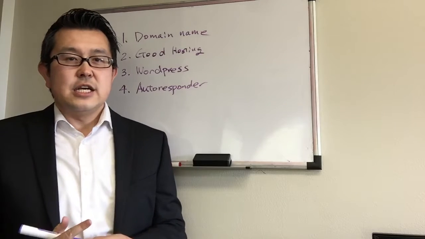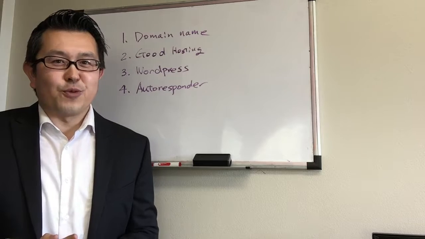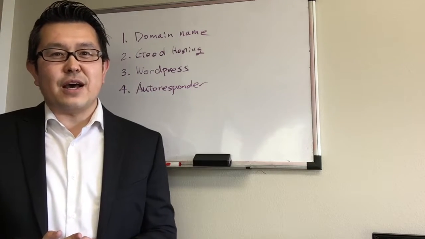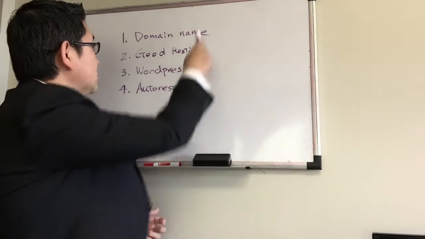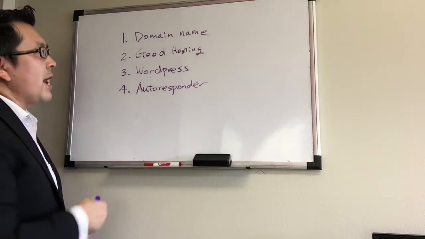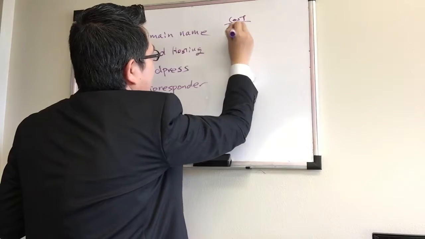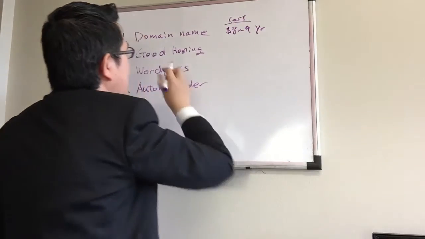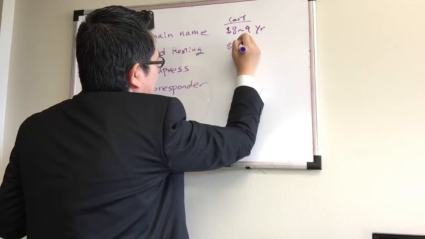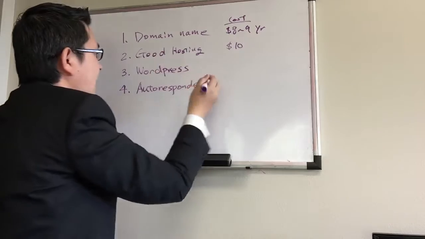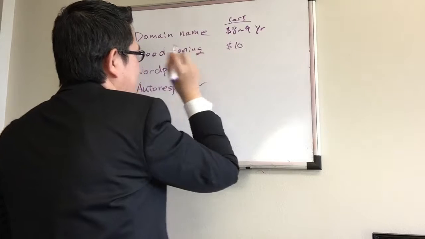The next question: it's a rather lengthy video here, but is it worth it? A lot of people ask, since we've been setting up a blog, how much is it going to cost, and is it worth it? Setting up all those things is pretty cheap. A domain name costs maybe $8 to $9 per year, and good hosting is probably less than $10. WordPress is free. If you get a premium theme, it's a little bit more expensive, but not that expensive.